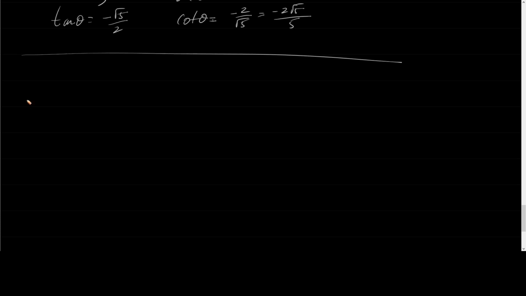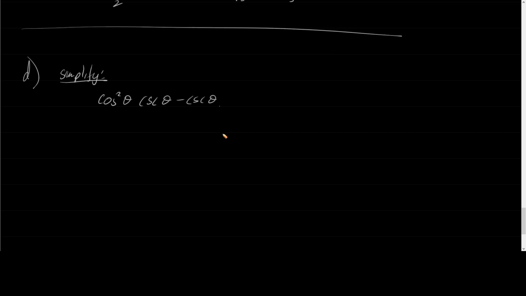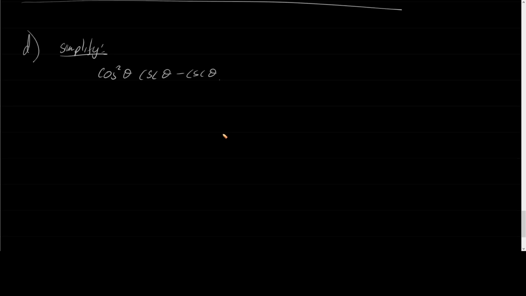All right, and it would be by doing things like, if I said simplify the following, and I've got something like cosine squared theta times cosecant theta, and then that minus cosecant theta. All right, we want to be able to simplify this, and there's a lot of different ways to go about this. The very first thing I see here is that they both have a cosecant, so I can factor out cosecant, and I'm left with a cosine squared minus 1. And at that point, well, this should remind you of something.